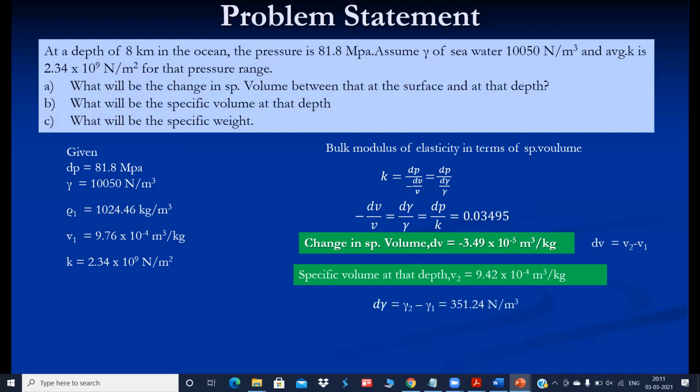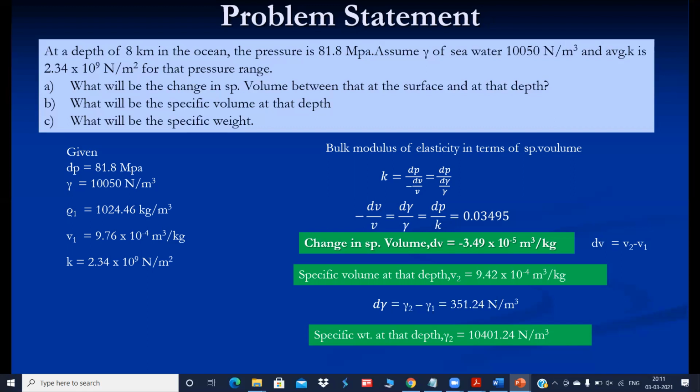Secondly, in order to calculate the specific weight, we use this expression. From that, the change in specific weight is gamma 2 minus gamma 1, this much. Gamma 1 is known to us at the free liquid surface. We can calculate the specific weight at that depth, that is, gamma 2 is this much. So this way we can solve the numericals.